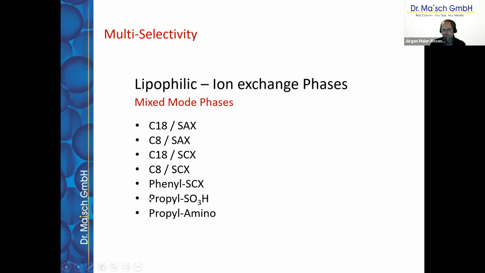Also, we have the typical ion exchange phases, like the propyl sulfonic acid. Due to the spacer, we have here a C3 chain, so we also have a reverse phase interaction, and additionally the cation exchange interactions from the sulfonic acid. And we have it similar, but the other way around, because it's a basic group, the amino group. We have here a strong anion exchanger combined with a C3 group.